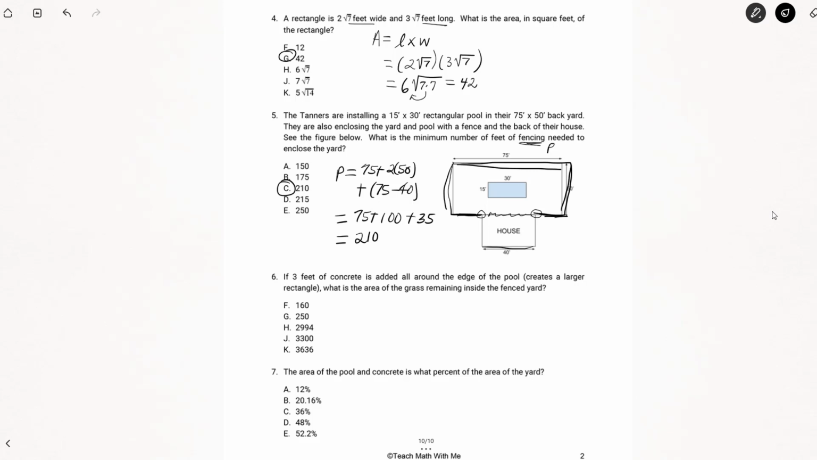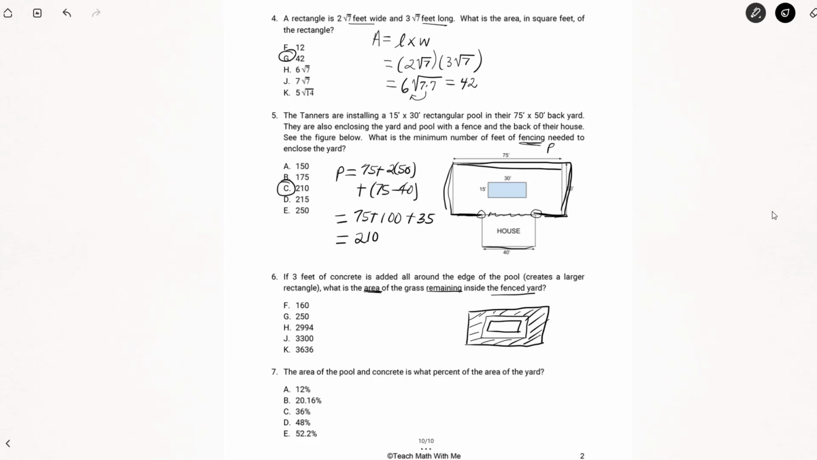Let's take a look at question number 6. If 3 feet of concrete is added all around the edge of the pool, it creates a larger rectangle. What is the area of the grass remaining inside the fenced area? So we're looking for an area here. So when we look at this pool area, we'll do another drawing here. So that's the whole backyard, and we've got the pool here. We're also going to add this concrete around the pool, 3 feet around it. And so we want to know what the area of this is.